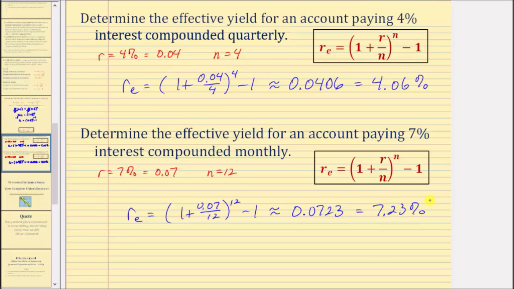So the effective yield is 7.23%, which means an account paying 7.23% simple interest will yield the same return as an account paying 7% interest compounded monthly after 1 year.